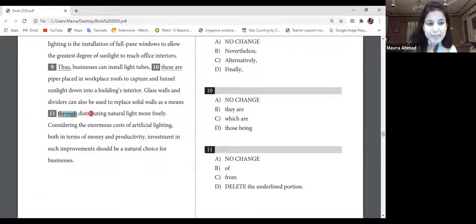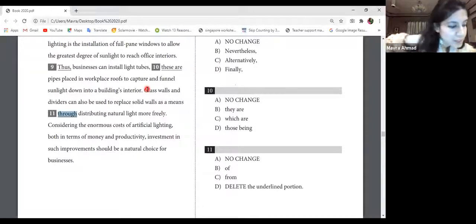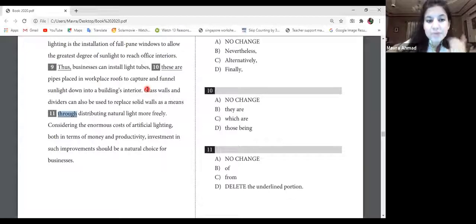If it's used correctly, then obviously we will not have to change it. Glass walls and dividers can also be used to replace solid walls as a means through distributing natural light more freely. Now here "through" is a preposition. Does it make sense? Through does not make sense because we are not talking about looking through something. We are talking about distributing natural light more freely through glass walls or dividers.